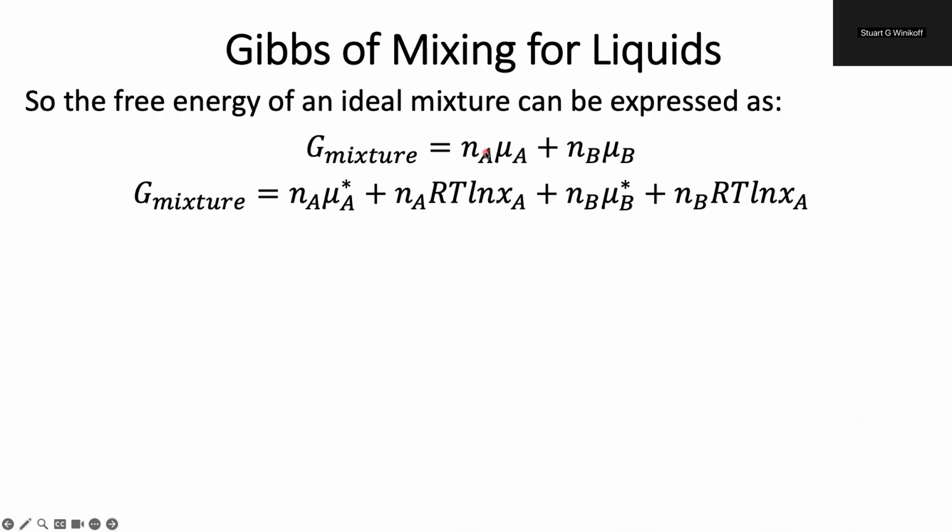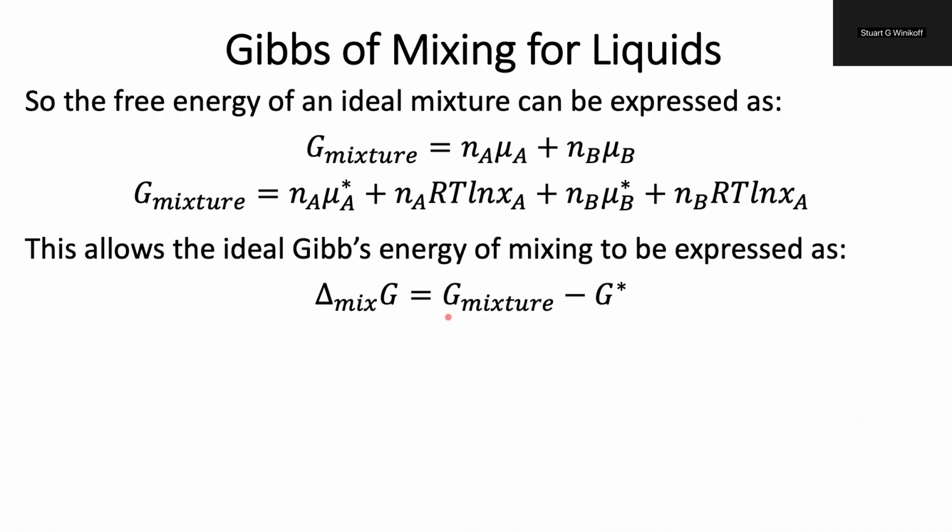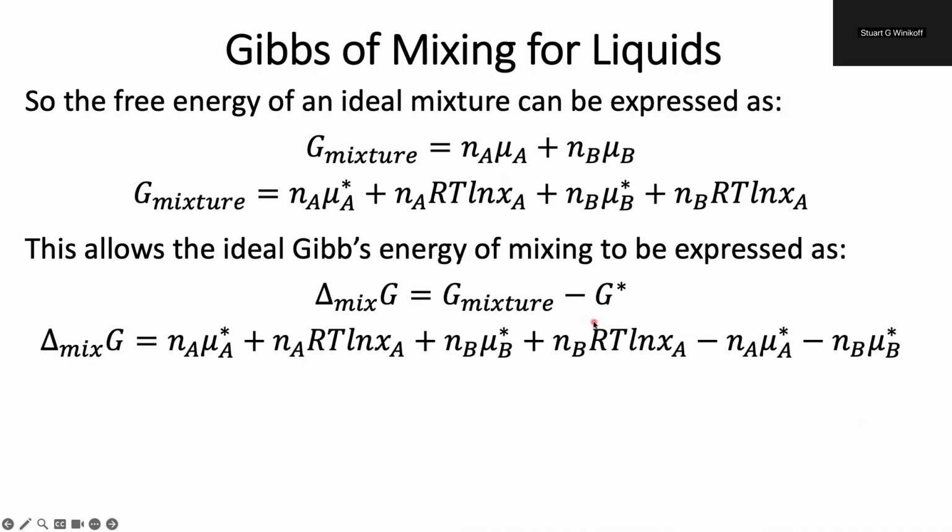Now, for the mixture, we can do this by starting with the chemical potential of the pure component and then adding in this correction term for the relative concentrations. So this will give me the free energy of the mixture. Now, how can I use this to figure out how favorable mixing is? Well, I can simply take the free energy of the mixture, which we have here, and then correct for the free energy of the pure solutions that they would have originally come from.